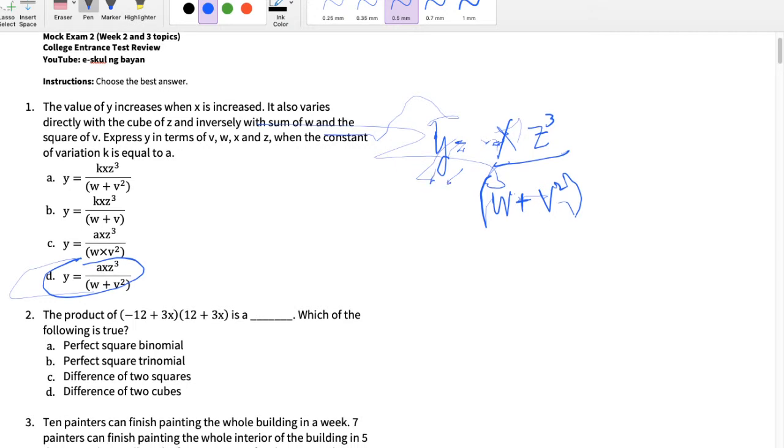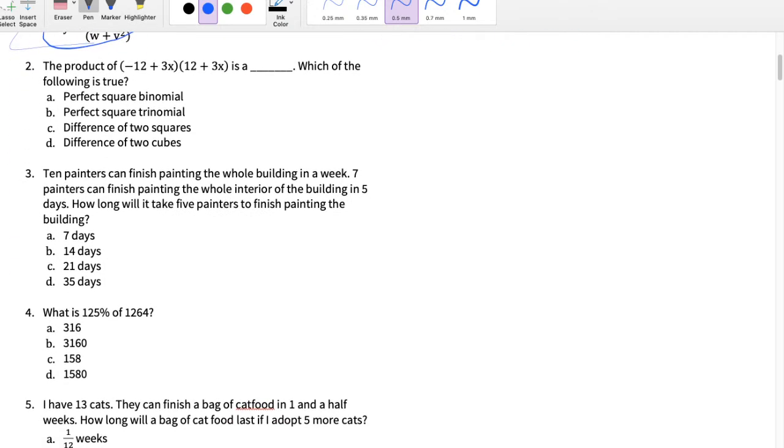Okay. Number 2. The product of negative 12 plus 3x times the quantity 12 plus 3x is A. If you can recall our lesson, here we have two pairs with equal absolute value but opposite signs in one pair. Negative 12 and 12, then we have 3x and 3x. So we expect the answer here to be a difference of 2 squares, letter C. But let's check, okay?